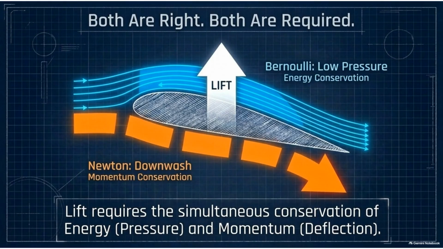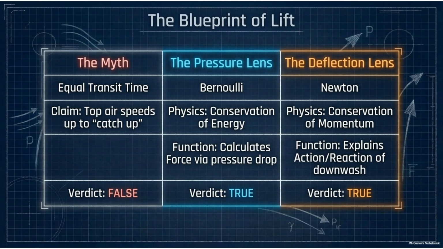Understanding aerodynamic lift requires separating myth from physical law. The equal transit time theory, which falsely claims upper air speeds up simply to catch lower air, is entirely false. Instead, genuine flight relies on two valid, complementary perspectives: Bernoulli's pressure lens, which calculates force via energy conservation and pressure drops, and Newton's deflection lens, which explains downwash using momentum conservation. Together, both true principles provide the complete blueprint of lift.